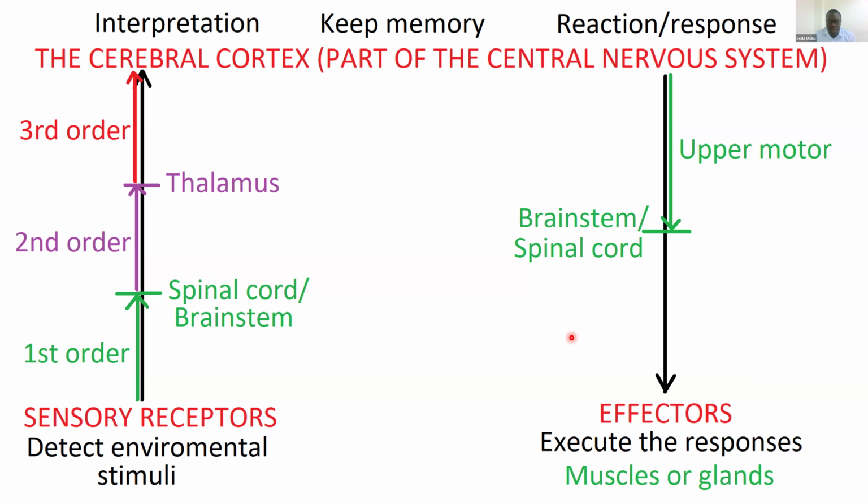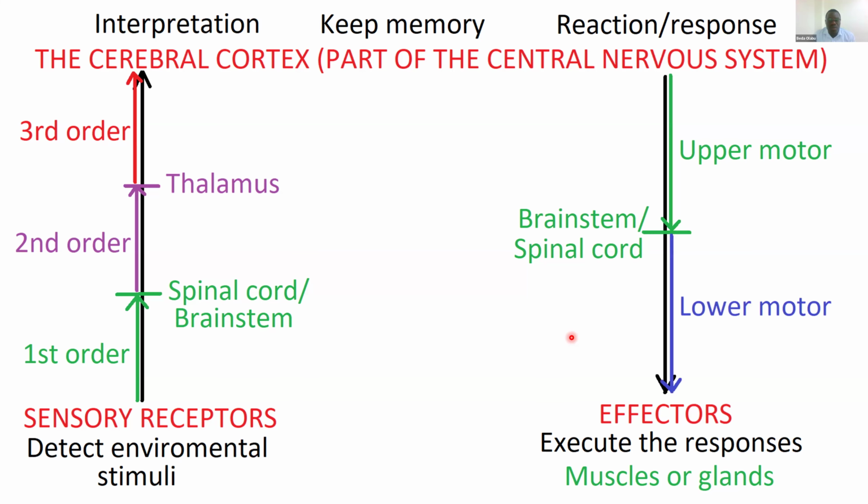Then we have the lower motor neuron. The lower motor neuron arises from where the upper motor neuron has left. And this lower motor neuron is the one that exits the central nervous system and terminates onto the effector. Therefore, the lower motor neuron constitutes part of the peripheral nervous system.